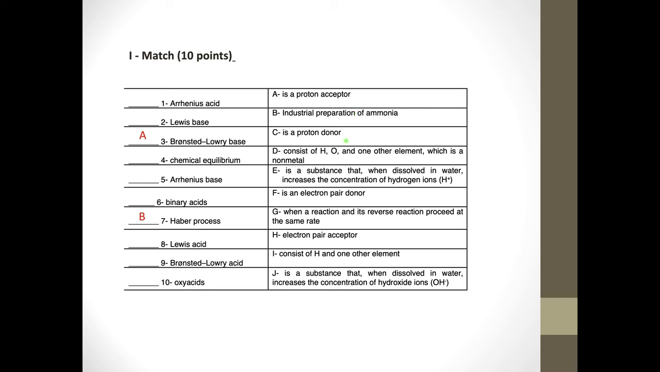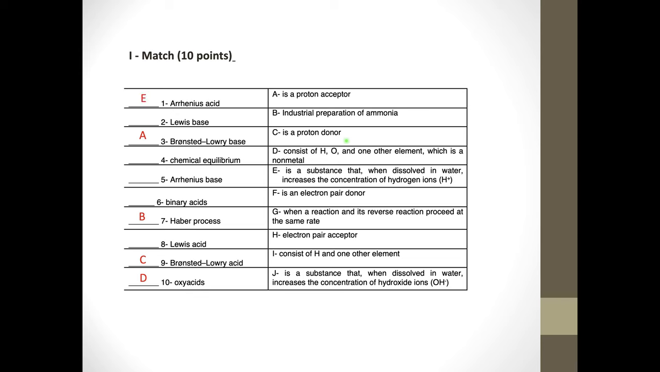Is a proton donor, this basically is an acid, but basically is the Bronsted-Lowry acid, the ones that involve proton transfer. Consists of hydrogen, oxygen, and one other element, which is a nonmetal. That's the definition of oxide acids, number 10. Is a substance that when dissolved in water increases the concentration of hydrogen ions. That was one of the first definitions of acid done by Arrhenius.